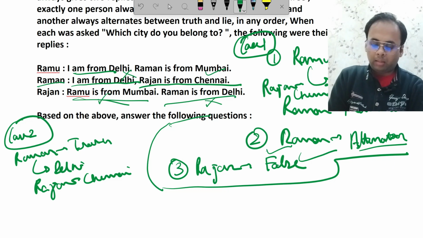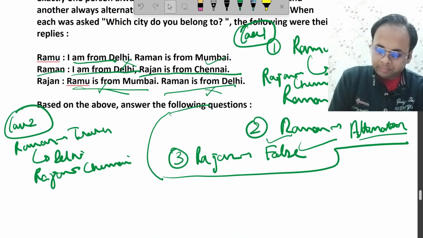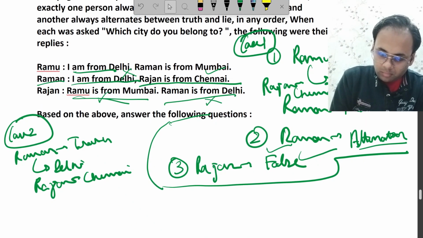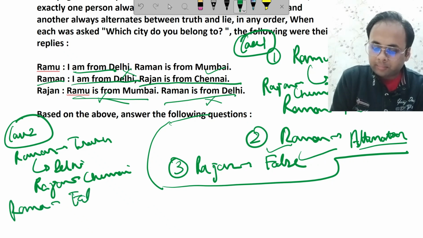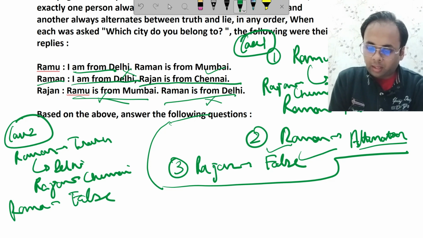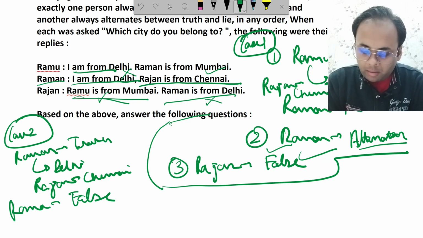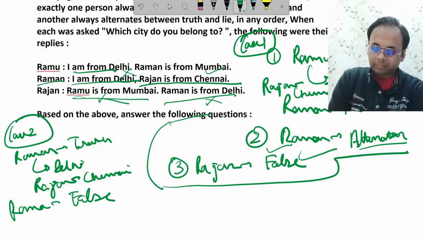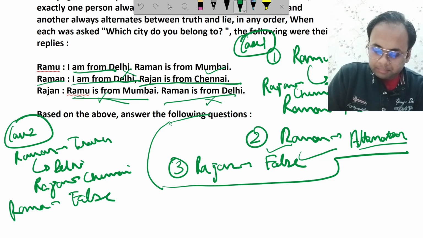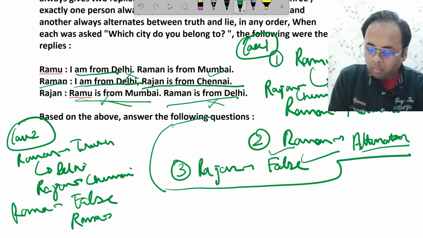And let me say that Ramu is the false teller in that case. So Ramu says that I am from Delhi, and he says that Rajan is from Mumbai. Both the statements are false, because as per our assumption, Raman is the truth teller, he is from Delhi, and Rajan is from Chennai. So both statements are false. By that it clearly means that Raman is from Delhi, Rajan is from Chennai, while Ramu in this case is from Mumbai.